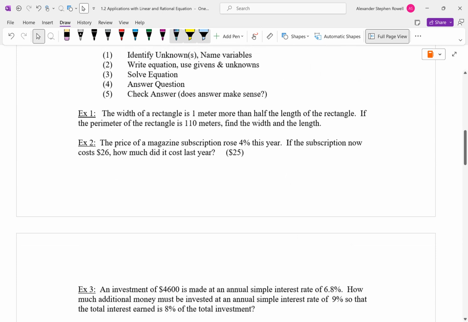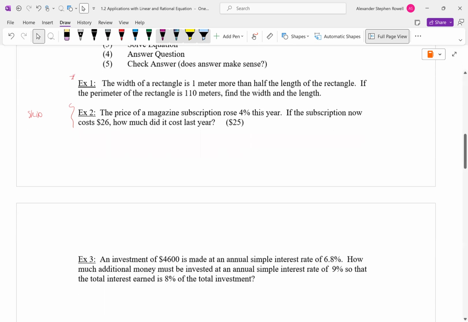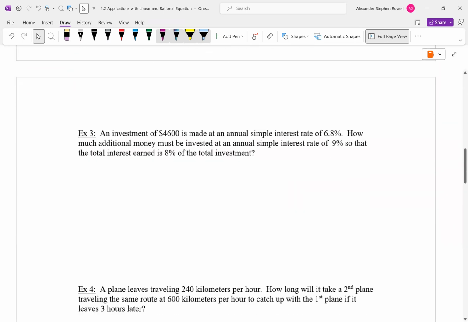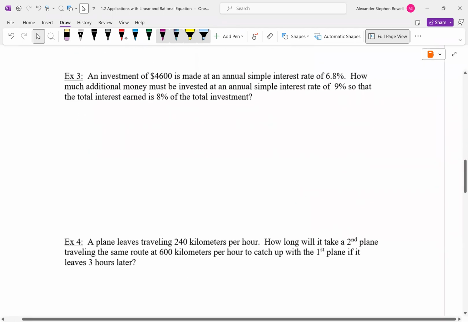Okay, this is not in this textbook, so I'm going to skip. Well, at least this one's not in here. I'll probably do one of these word problems from your homework if we have time instead of that example. Let's start with example 3.